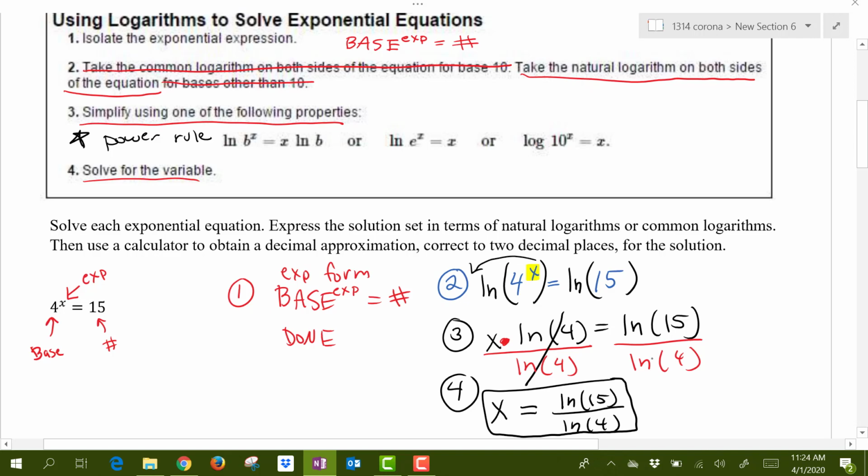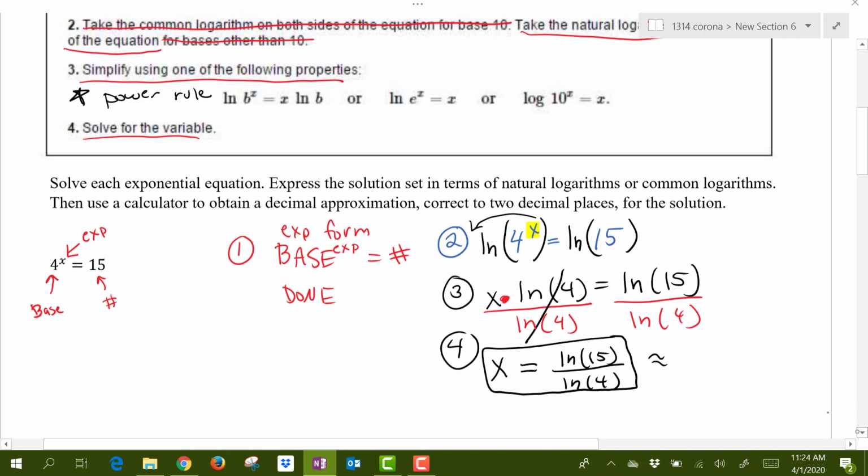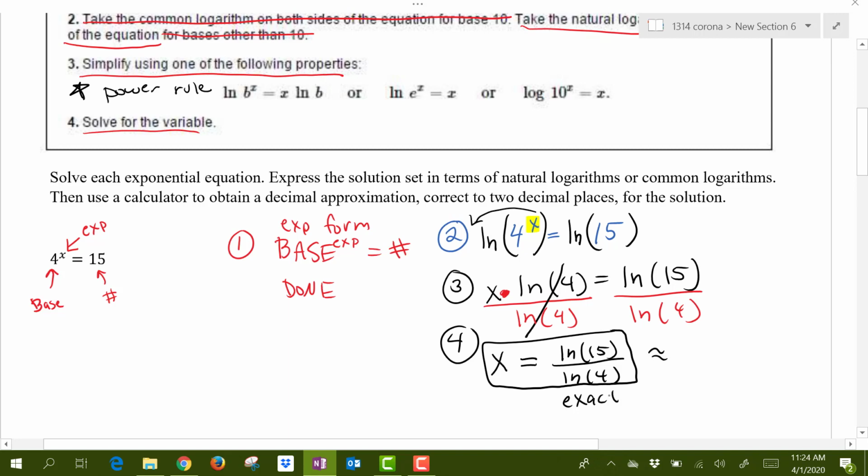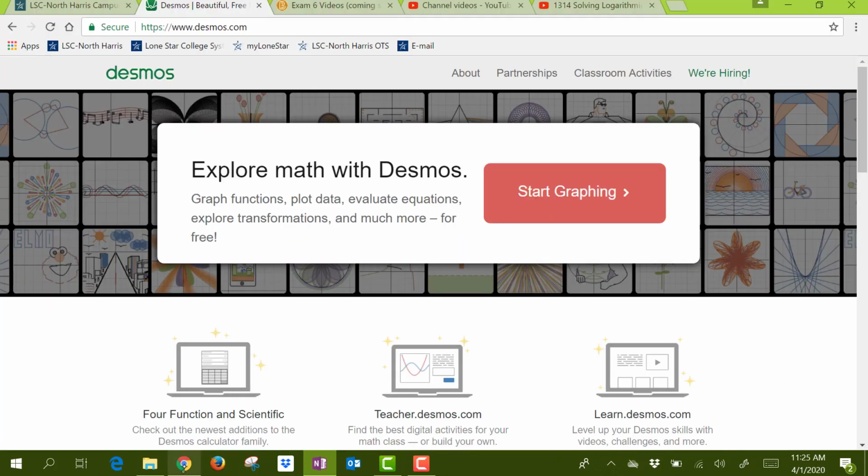Now for exponential equations, we're not required to check our solution, but we can if we want. What we end up with is an exact solution, and we would also like to get the approximation. To get the approximation, we're going to use Desmos, or any calculator that you have. It's important that you have 15 in a log by itself at the top and 4 in its own log by itself at the bottom. So when we type into Desmos, we'll make sure those two things are separate.